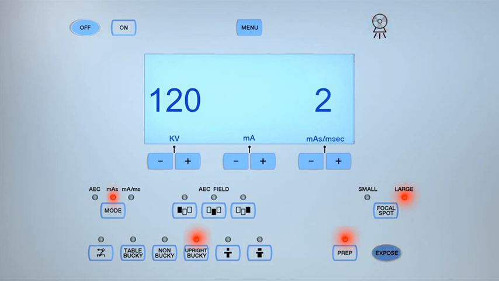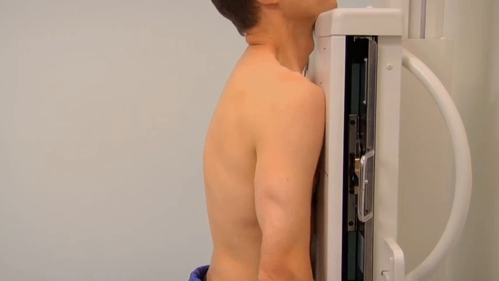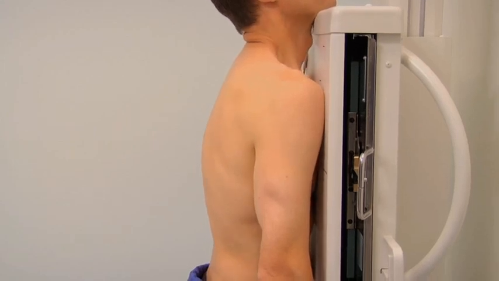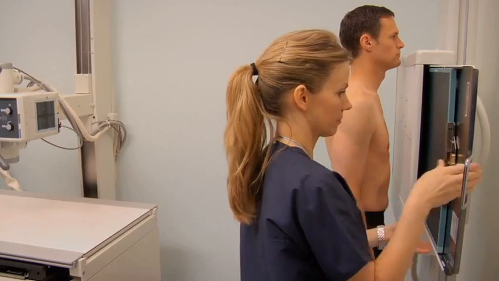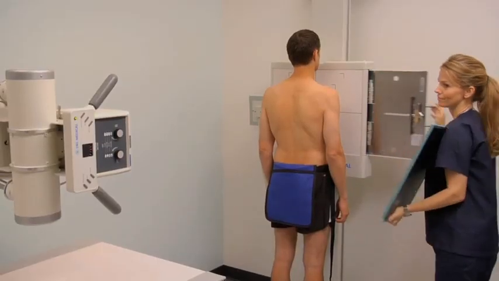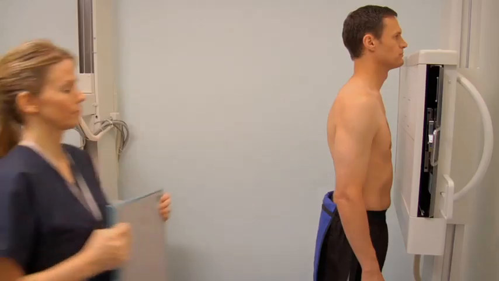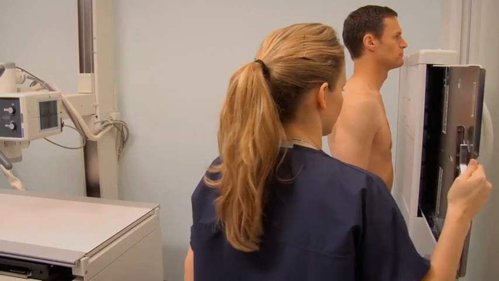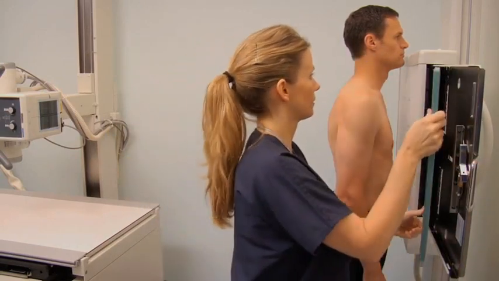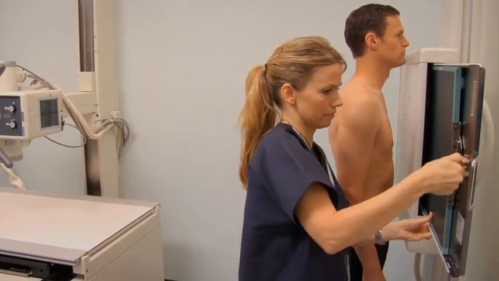Once the exposure is completed, inform the patient that they may relax and breathe normally. Remove the cassette from the bucky for processing. For a lateral chest projection, place a second 14 by 17 inch cassette lengthwise in the upright bucky.